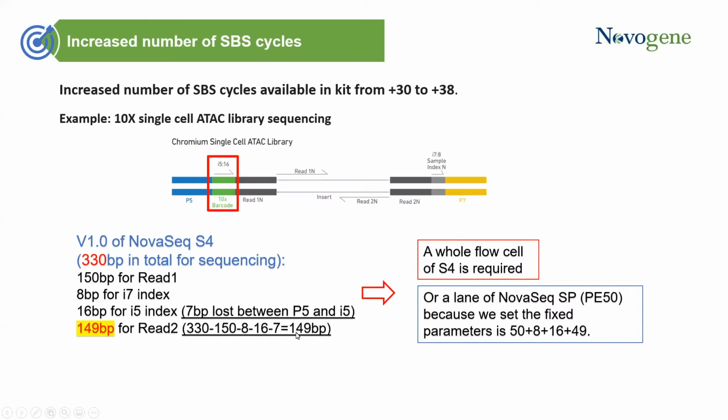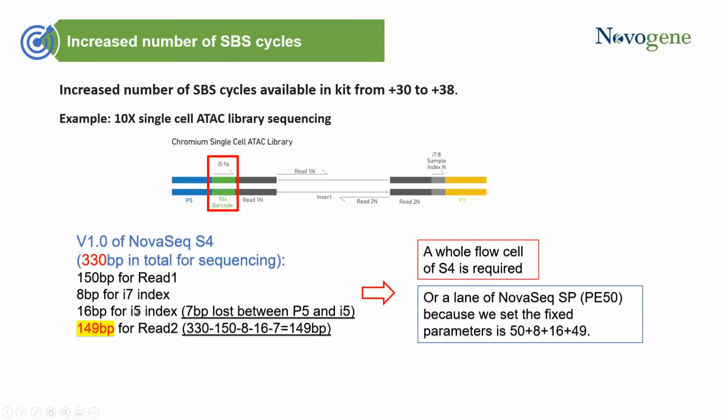But essentially, we cannot perform this because the normal workflow only has the ability to accommodate 330 base pairs in total for a sequencing run. So we're missing out on some of the information, in this case, 1 base. We're missing out on some of the information here that we would like to capture in our DNA insert.